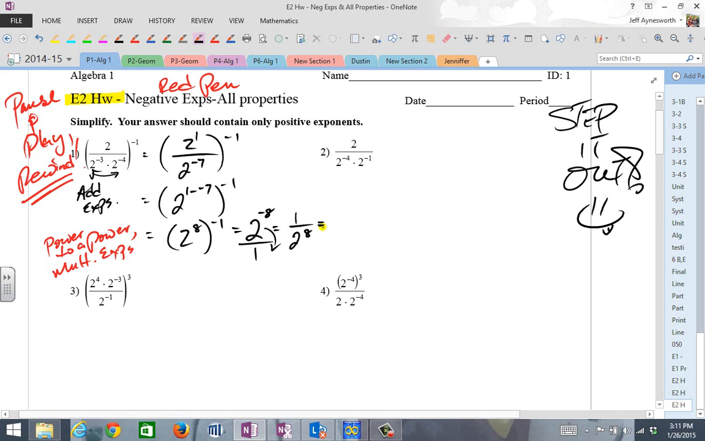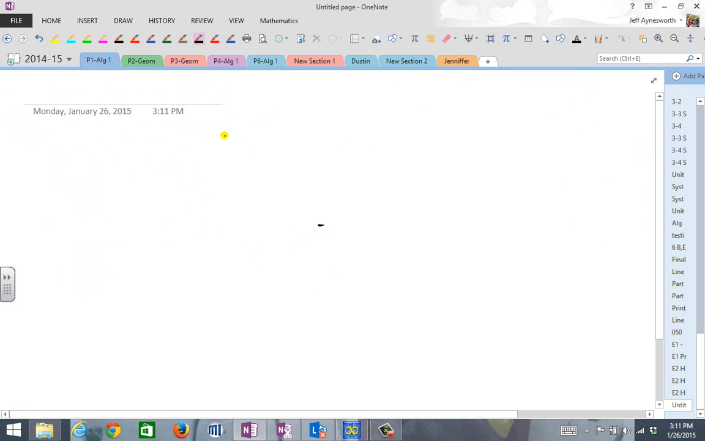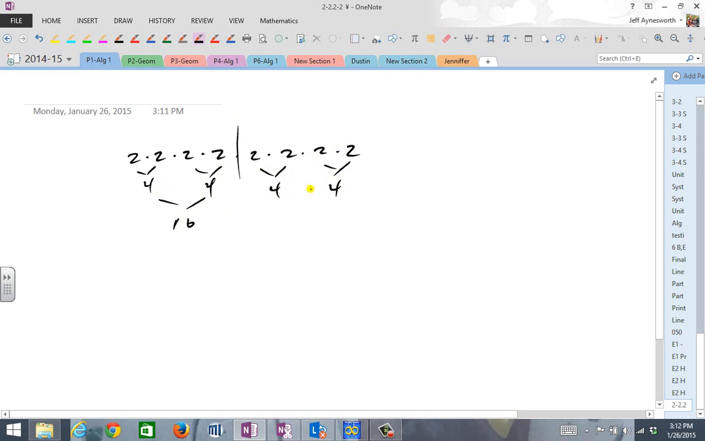Well, what is 2 to the 8th power? We have 2 times 2 times 2 times 2 times 2 times 2 times 2 times 2. Let's count them. There are 8. You get 4 times 4, that's 16. What do you get? 256. 16 squared is 256. I know that by heart. Do you?